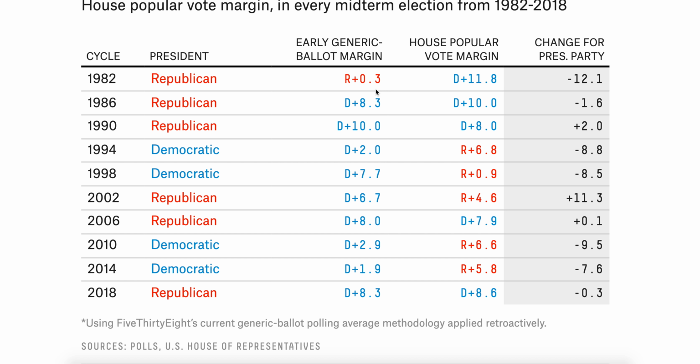But in 2006 and 2018, in blue wave years, in off years for the Democratic Party, they actually were able to maintain their early generic ballot margin. I mean, you can see that the final results were only off by 0.1 in 2006 and 0.3 in 2018. The reason being, Democrats maintained their popularity.